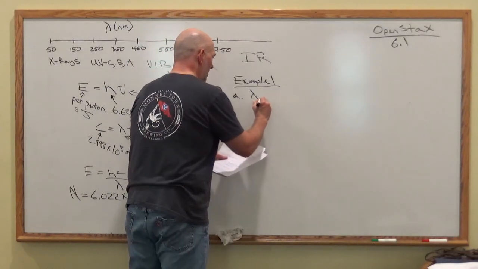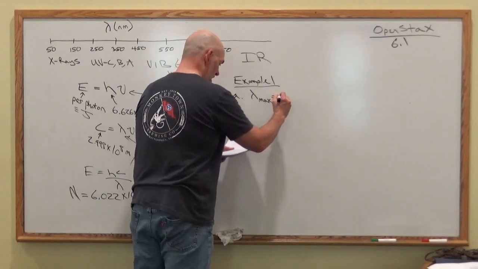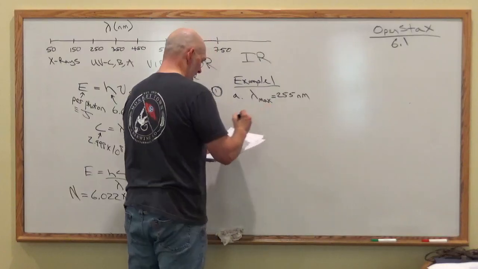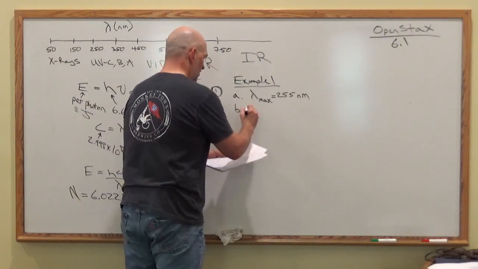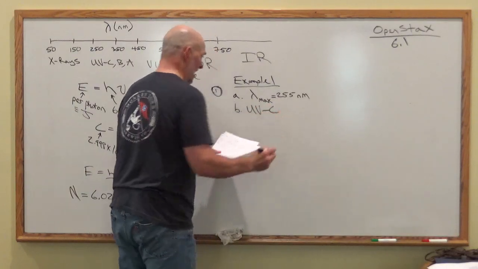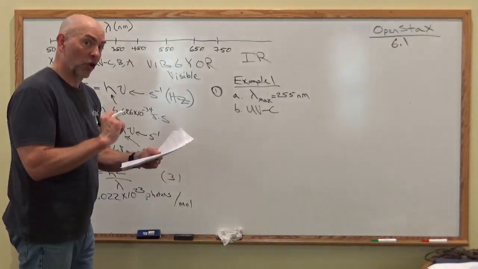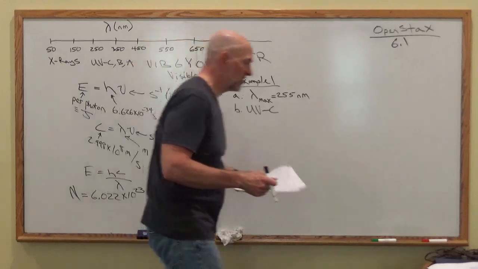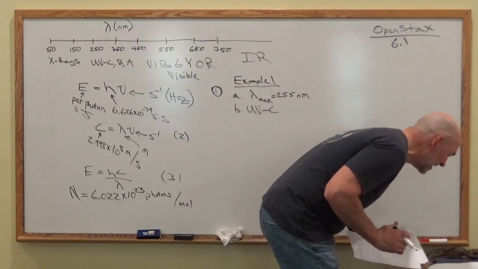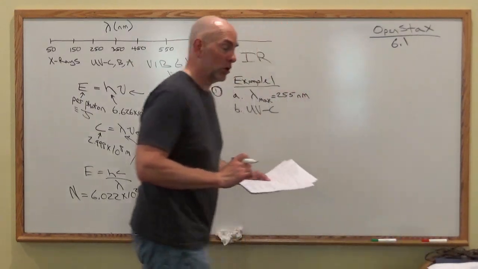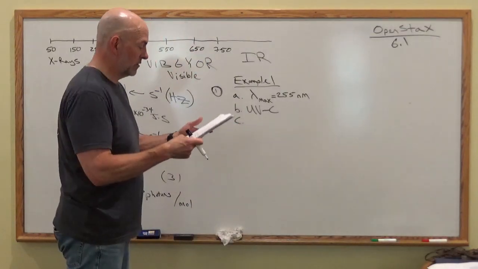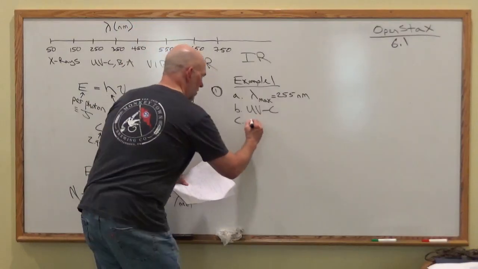I came up with a wavelength of maximum absorption of around 255 nanometers. And that corresponds to the ultraviolet region C. So it's really good at absorbing UVC, which is good. And then the question says, calculate the energy of a mole of photons. This is where I'm just going to write this out, and you can do it on your own.